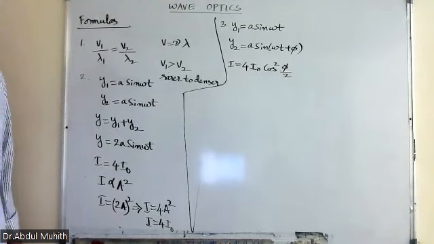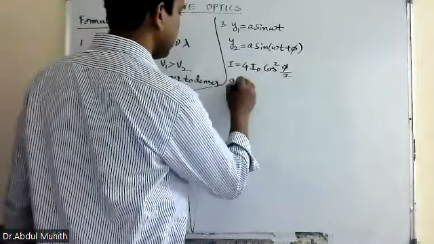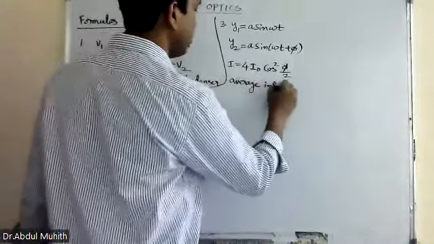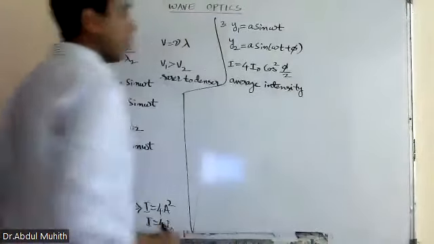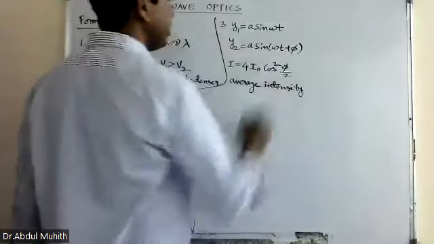This we can write as average intensity. This value we can write as average intensity. Also, what's written after I is equal to 4A square? Cos square phi by 2. This is for the average intensity.